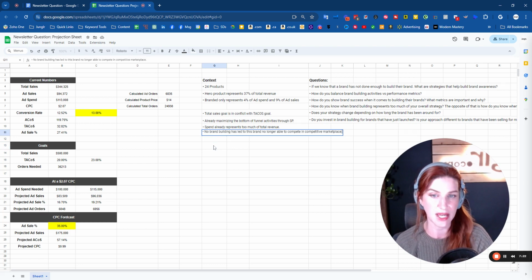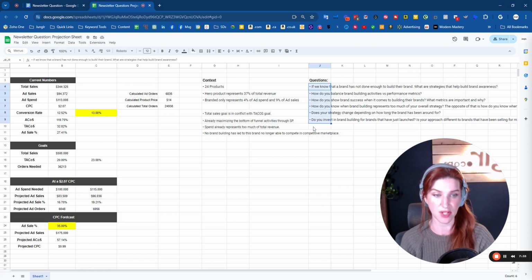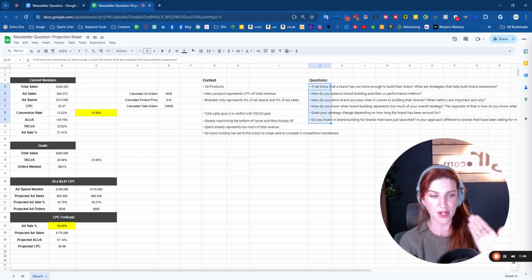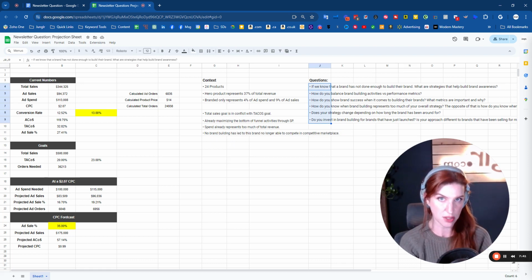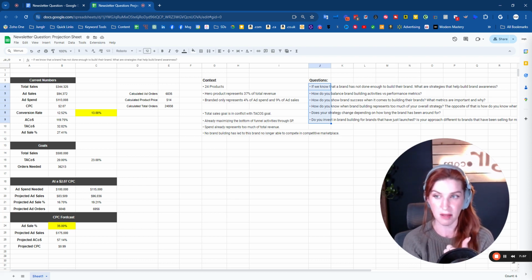He was saying no, brand building has led the brand to no longer compete in the competitive market. And this is the question that led to how do we do brand building activities? A couple things I will say here is that brand building activities, the top of funnel activities, while they will grow your brand long term, don't typically lead to the highest leverage actions for increases in sales. It's a long-term play. You're going broader. The ROI is a lot lower for those strategies.